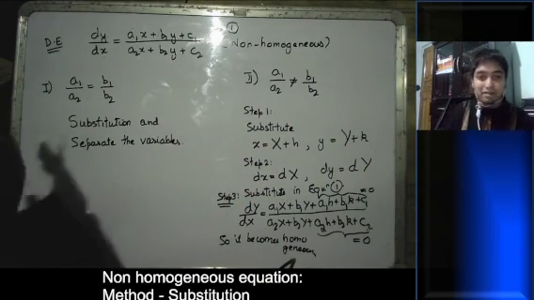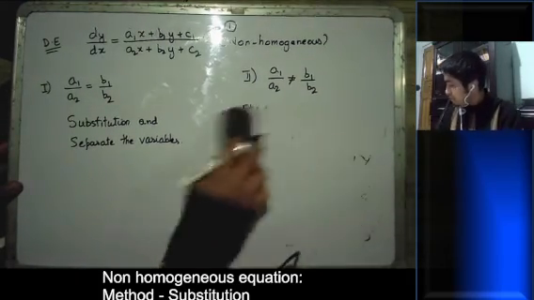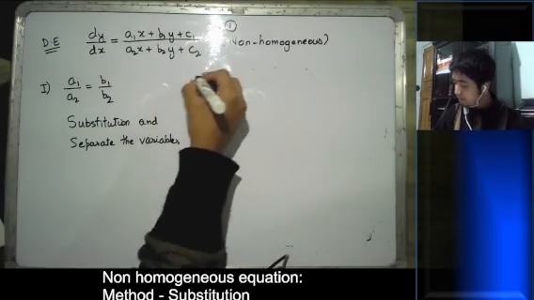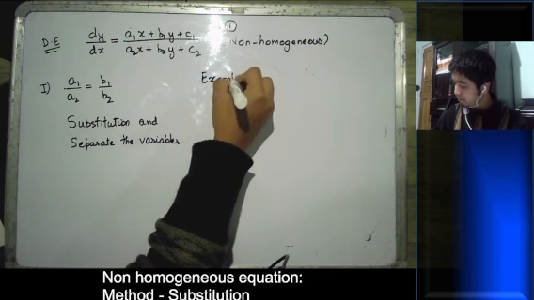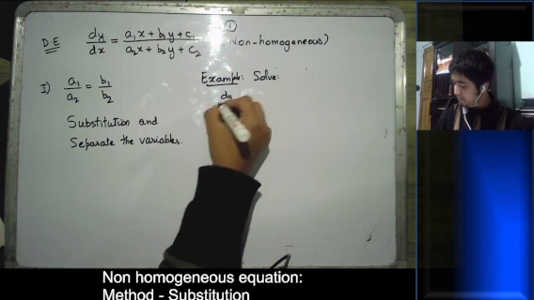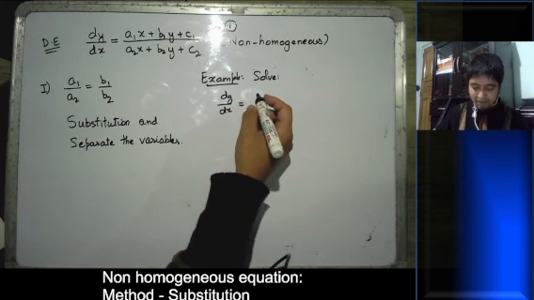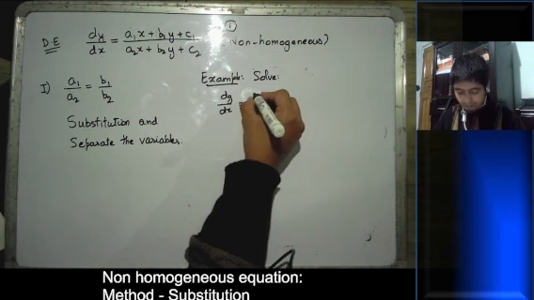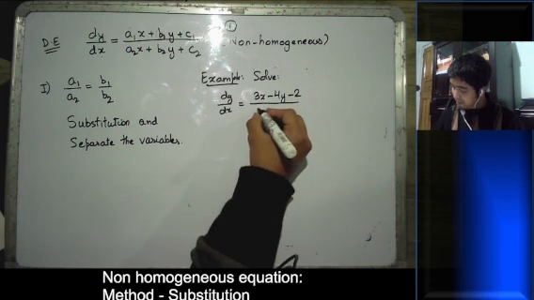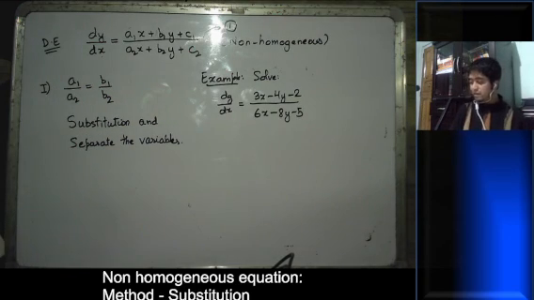So let us start with the first example, in which a1 by a2 equals b1 by b2. I will write the example here. Example: solve dy/dx. I will copy the question from one that I've already solved. So (3x minus 4y minus 2) upon (6x minus 8y minus 5). So, solution.